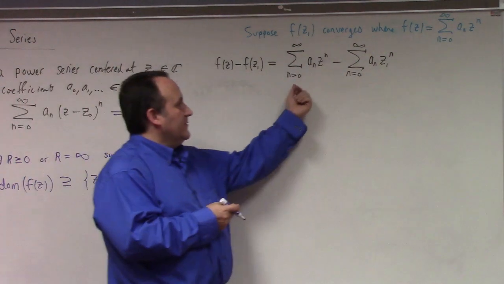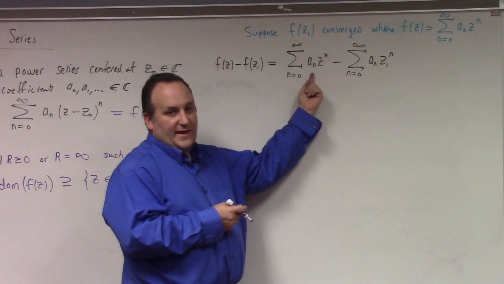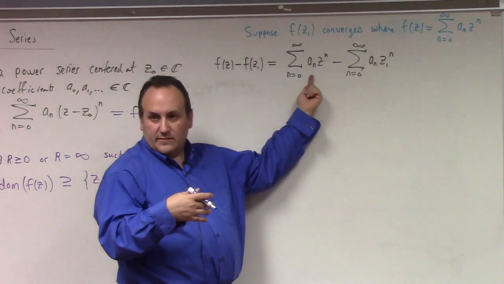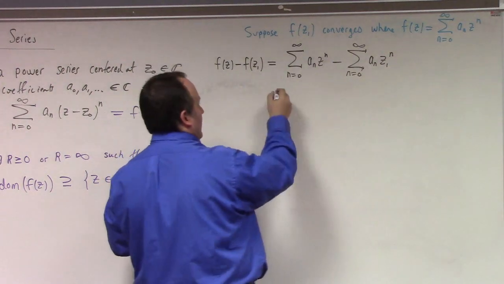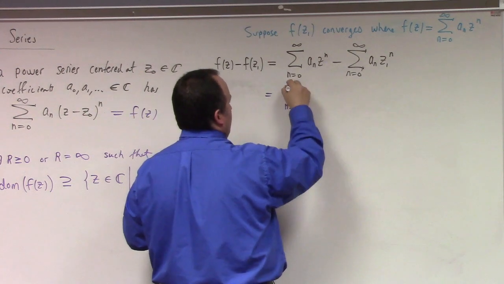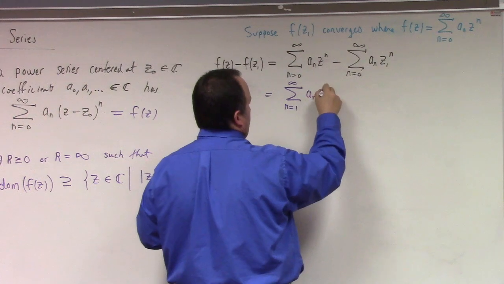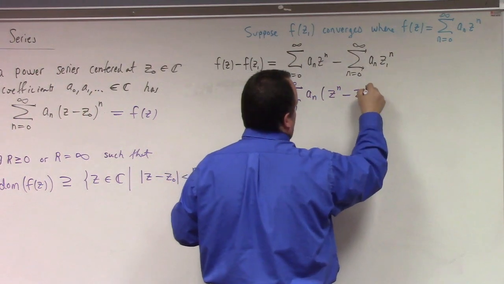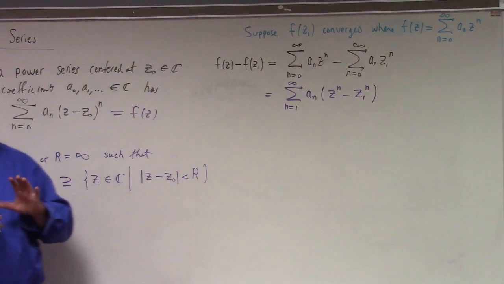But what happens here when you subtract these two? Notice that they both start with a sub 0. See, z to a power 0 is defined to be 1. So the constant terms cancel. And we're just left with the sum n equals 1 to infinity of a sub n times z to the power n minus z1 to the power n. All right? So far, so good?